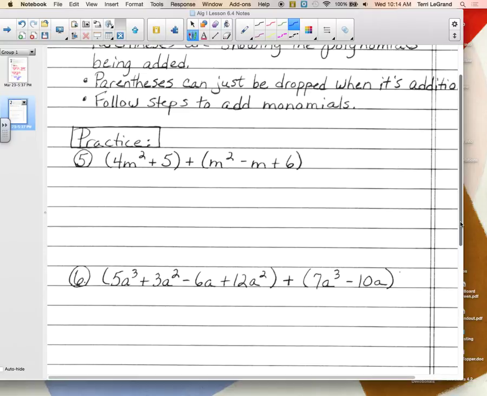A quadratic trinomial, okay? So we have a quadratic binomial, in parentheses here, that is going to be added to a quadratic trinomial. Now, when it's addition, here's the thing: those parentheses don't do anything but show the two polynomials. That's their only role in addition, guys.